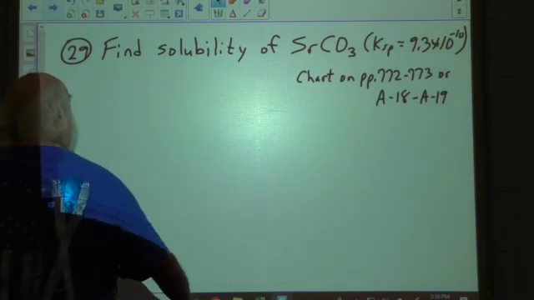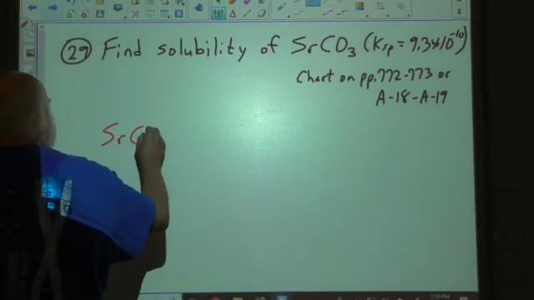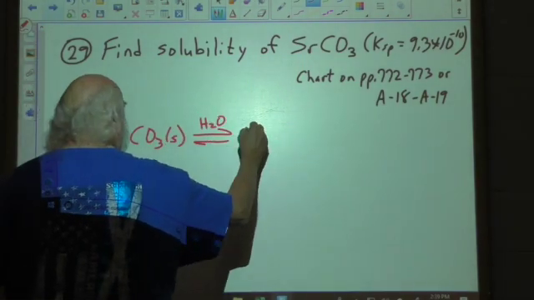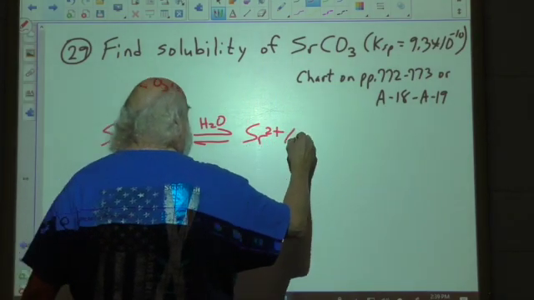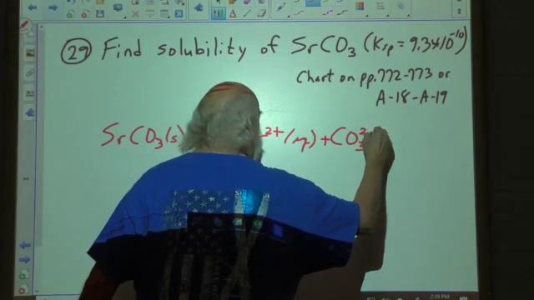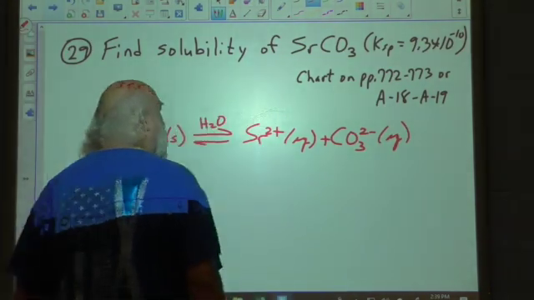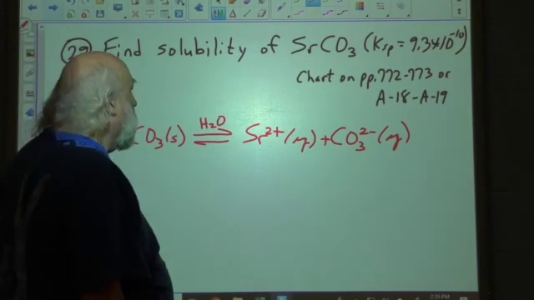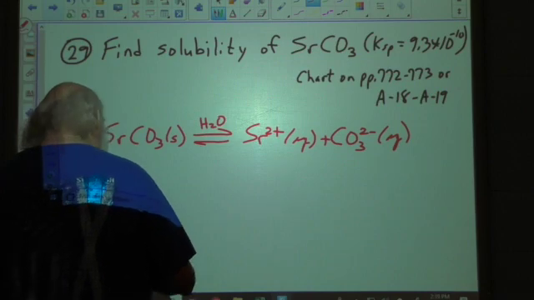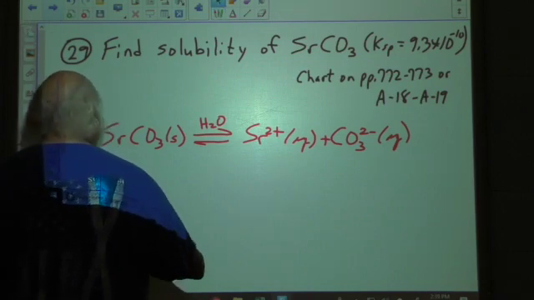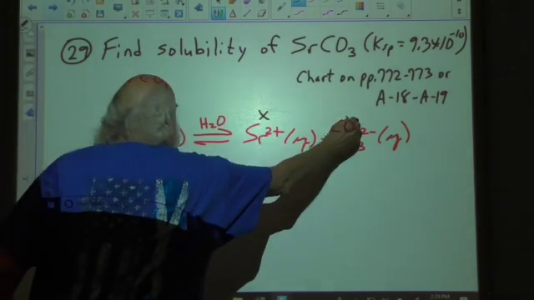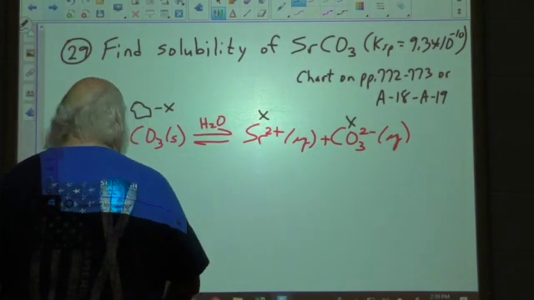So we take the strontium carbonate, SrCO3, solid, double arrow with water, Sr 2 positive aqueous, plus carbonate 2 negative aqueous. Okay, so the Ksp is 9.3 times 10 to the negative 10. So, chunk: lose X, gain X, gain X. No coefficients, so we don't have to worry about that.